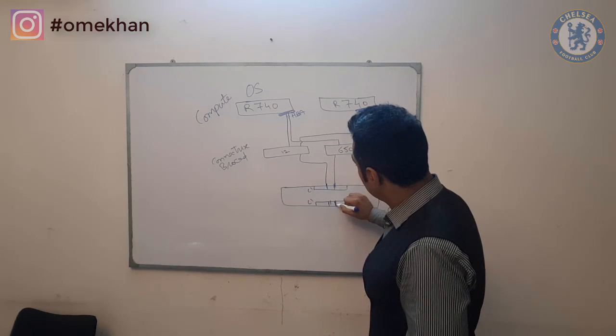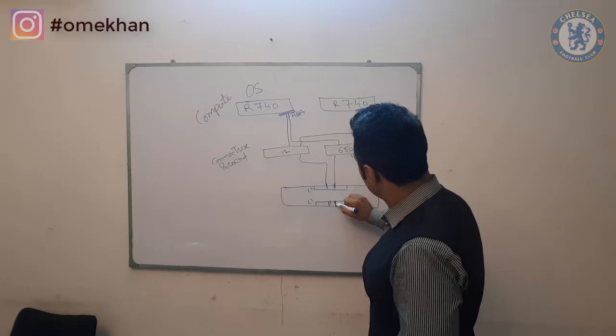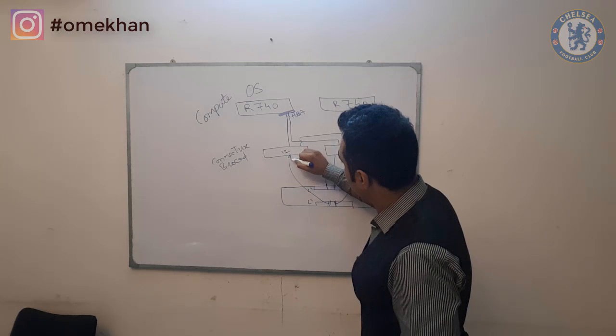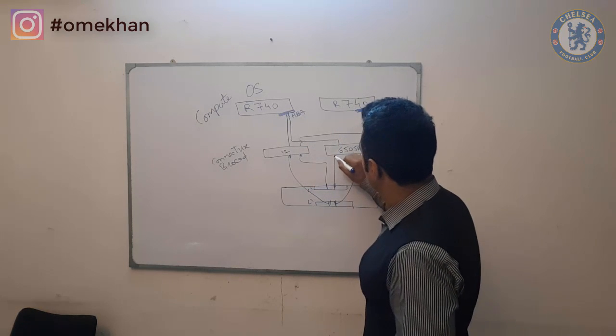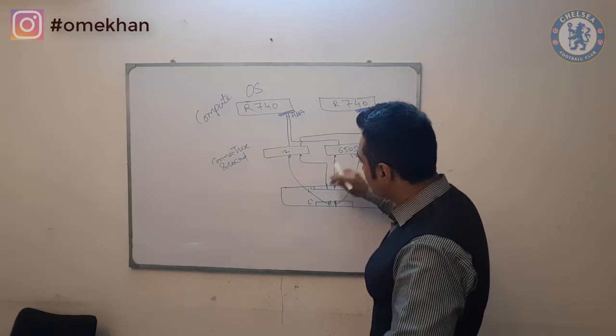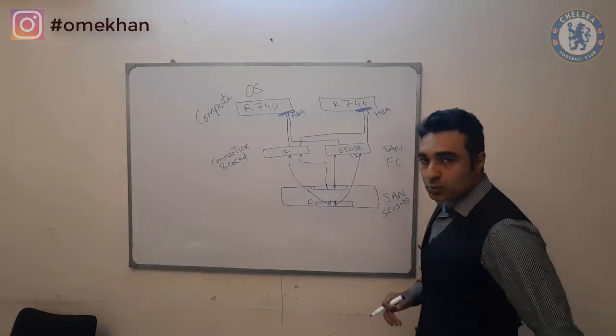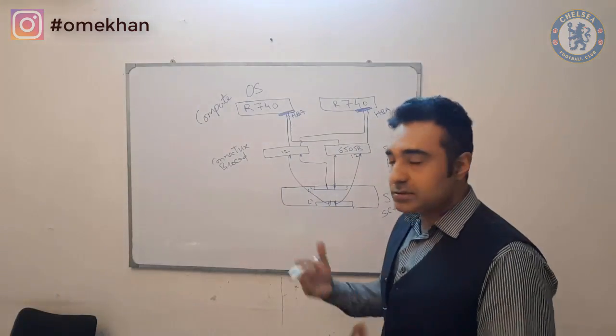And now this port will go over here, and this port will go over here. So you are connected both ways. If one controller goes down, the next one will take over. Yeah, so master and slave.